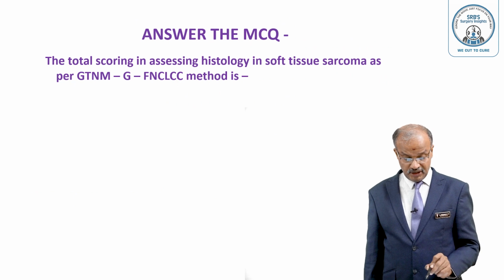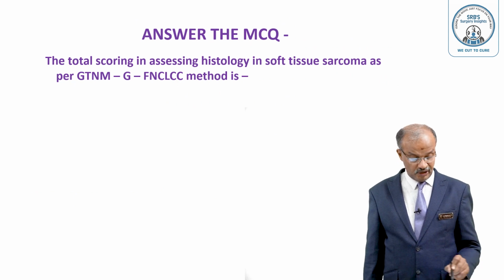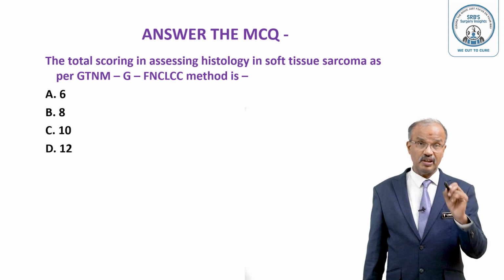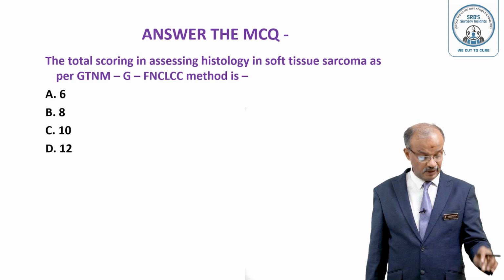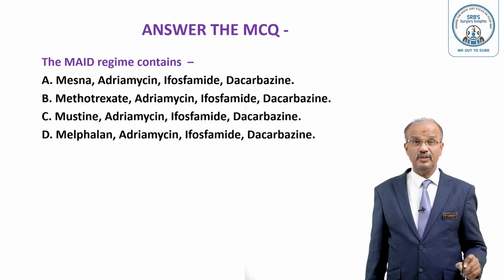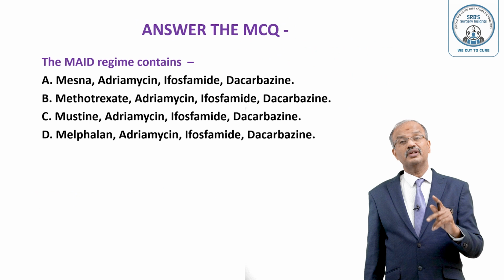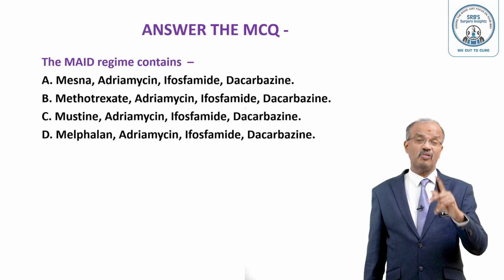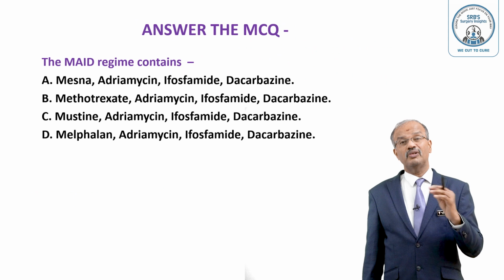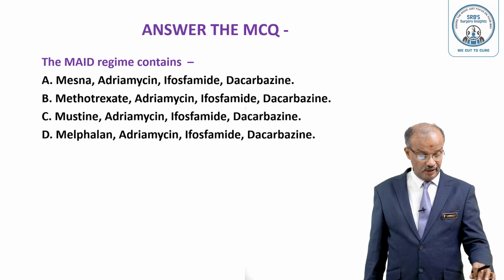Total scoring for assessing histology in soft tissue sarcoma as per the TNM-G FNCLCC method is: 6, 8, 10, 12. Put the right answer. I'll give the answer later. Main regime contains all these things: A, B, C, D. Again, put the right answer. I'll give the answer later. I'll acknowledge your answer. Please put the right answer so that it increases your knowledge and analytical power.